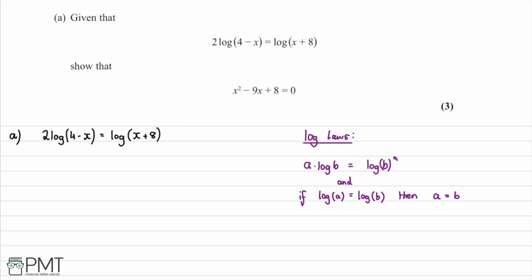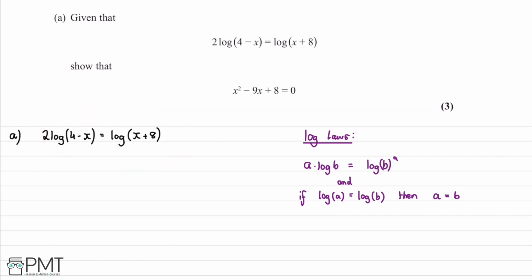So in this question, we're given that 2 log of (4 minus x) is equal to log of (x plus 8). And we are asked to show that this is equivalent to the following: x squared minus 9x plus 8 is equal to 0. And we're asked to do this for 3 marks. So here we've copied down our expression.